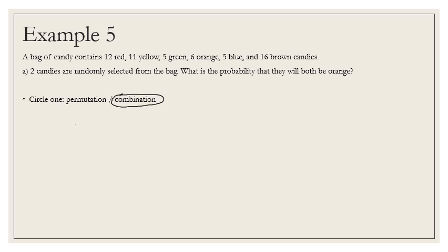Okay, and we want the probability that they'll both be orange. So remember, to calculate a probability, you want the number of orange out of the total. There are 6 orange in the bag. Since this is a combination, we're going to calculate this with 6 choose 2 because we're selecting 2 candies. So out of 6 orange, we're choosing 2.